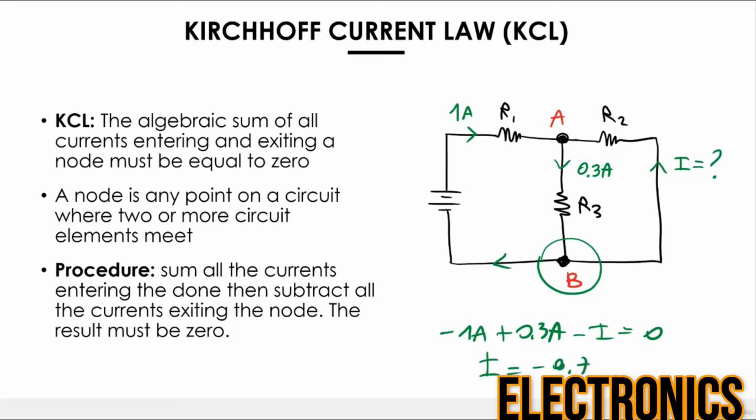I is equal to minus 0.7 amp. And that has to be the case. Otherwise, that means we have committed some mistake in the previous calculation or in this calculation.